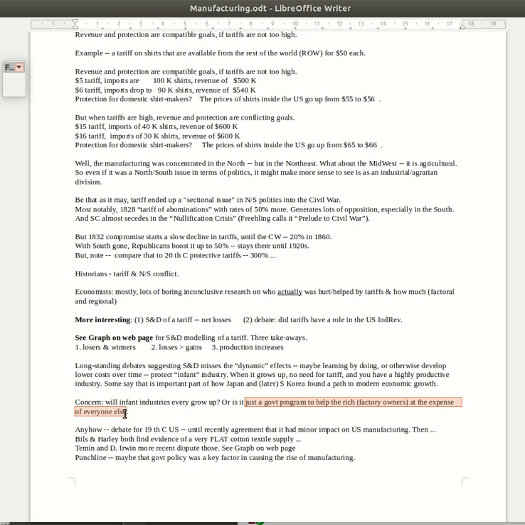All right, that's it for tariffs at a casual level. You can refer to the more in-depth treatments on the webpage. That's it for now.